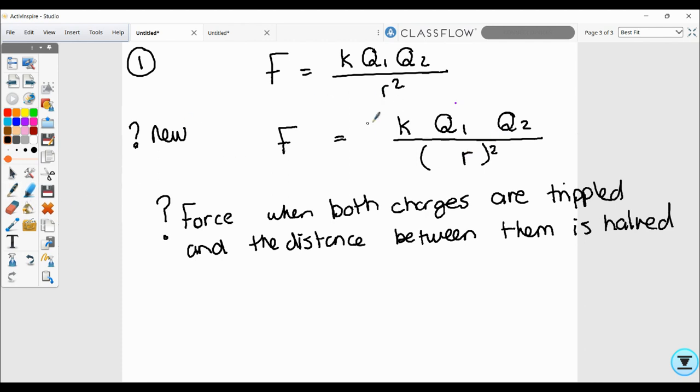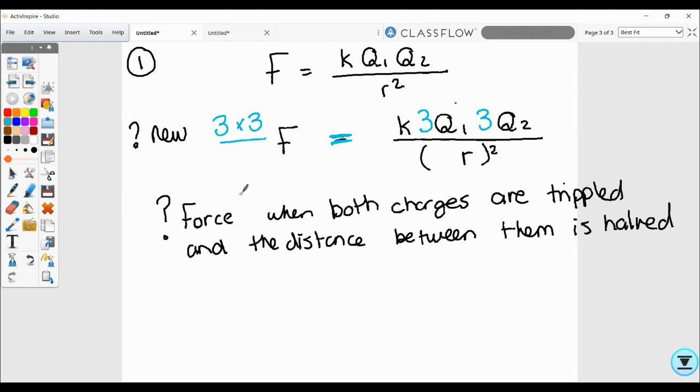So now you're going to ask yourself, is K still K? Yes, it's a constant. Is Q1 still Q1? No, what have I added? It's tripled. I added a 3. But because there's an equal sign, whatever's on the left-hand side must be equal to whatever's on the right-hand side. So I need to also put a 3 on top of the line here. Is Q2 still Q2? It's 3 times Q2, so we need to put another 3 on top of the line here.